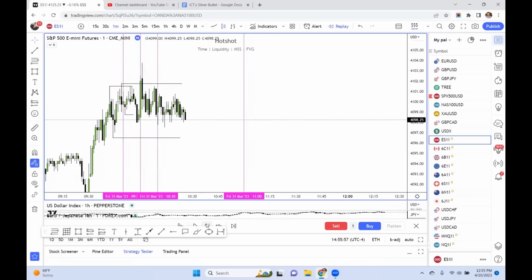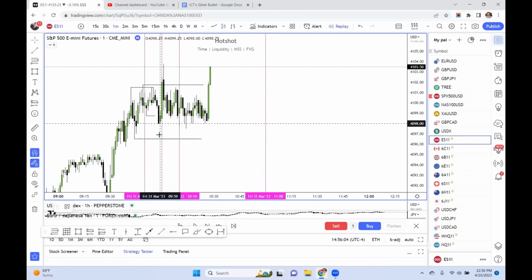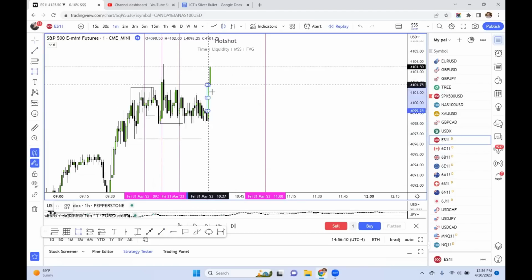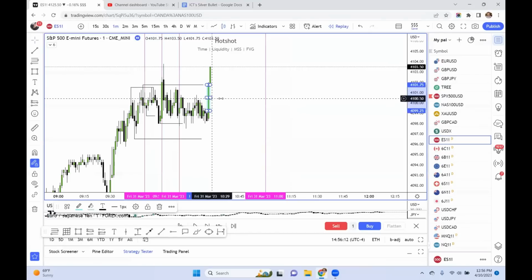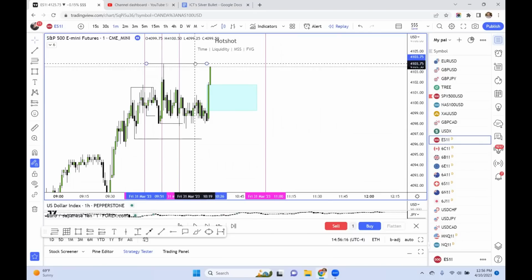It's just consolidating right now. Okay, so here's displacement. There was liquidity that was created right here. It got ran out, displacement, and here's a fair value gap, okay? And what is it displacing toward currently? Opposing liquidity, which is right here, right? It hasn't been ran out just yet.